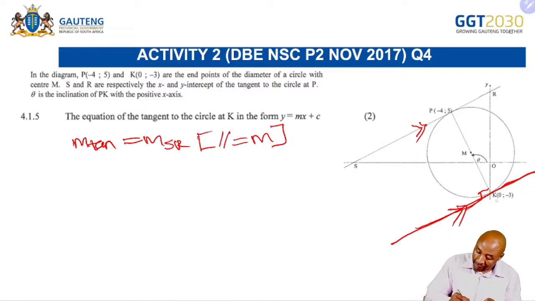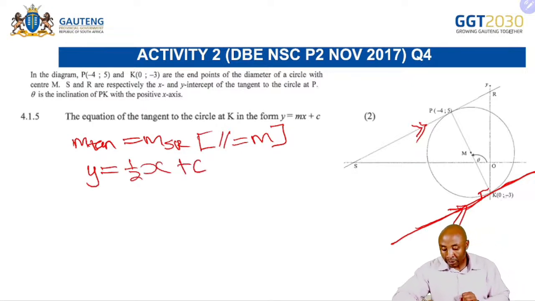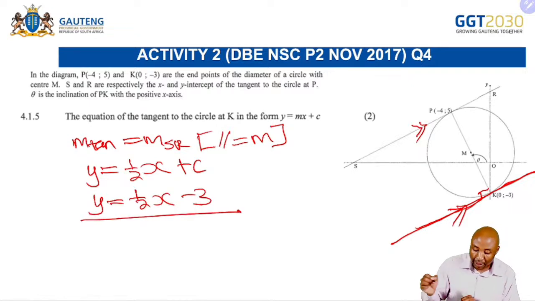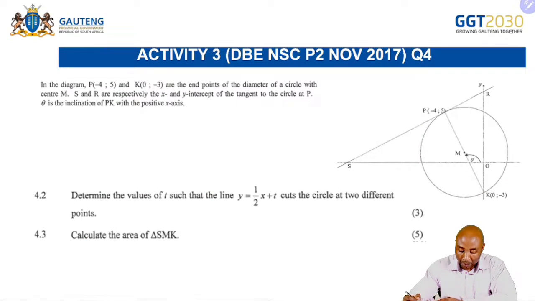So from there on, I'm able to say the gradient of SR is half. So it means this one will be y is equal to half x plus c. But I know that point K is my y-intercept, meaning my c will also be equal to -3. So this will be y equals half x minus 3. That is the equation of that tangent there. I get my marks.